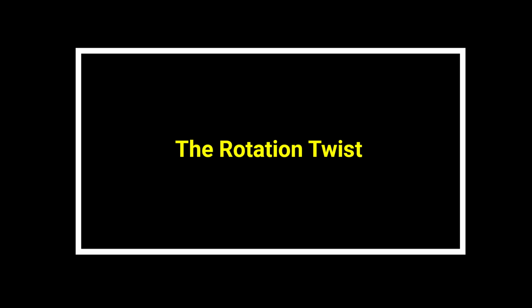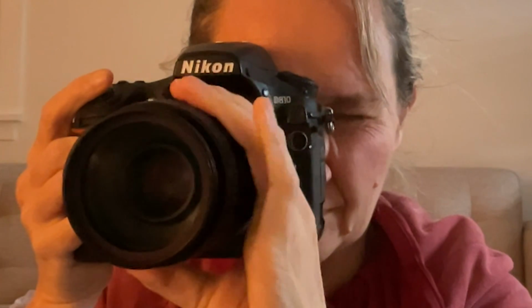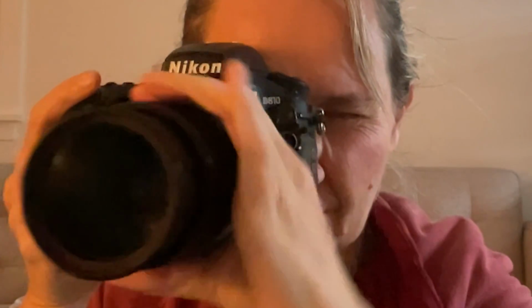The rotation twist. Rotate the camera around its lens axis. This creates stunning circular patterns and spiral effects. Works beautifully with flowers and any scene with a central focal point. The zoom burst. Change your focal length during the exposure by zooming in or out. This creates dramatic radial blur that draws the eye to the center. Use a zoom lens and a smooth, steady zooming motion.